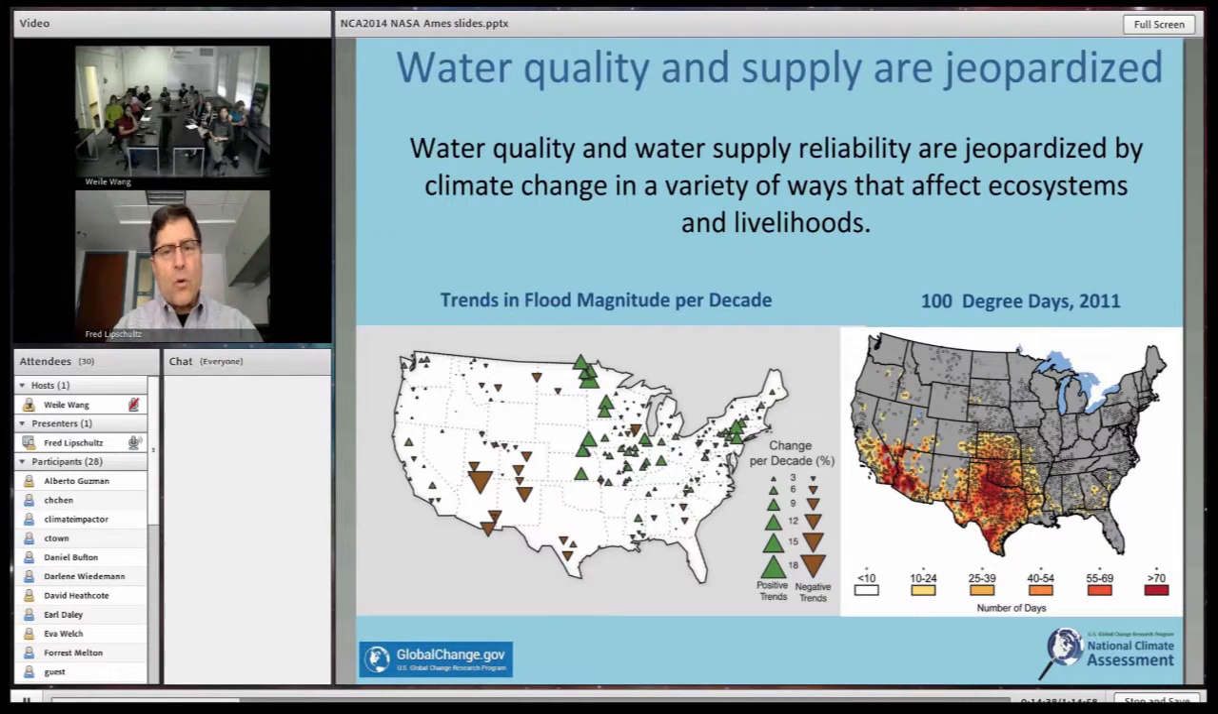Part of the story about water quality and supply has to do with the projected changes in temperature, as I've mentioned. So you can see on the right what we observed in 2011 in Texas, with the number of days that reach 100 degrees or more. And those are projected to increase in the future, again, making it very difficult because of the temperature to have enough water due to evaporation processes.